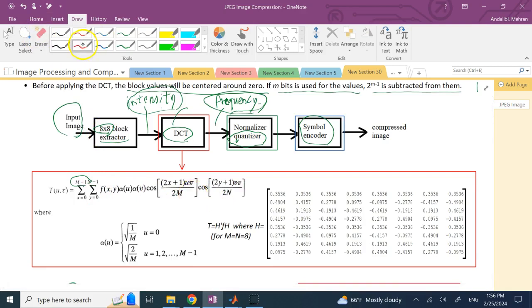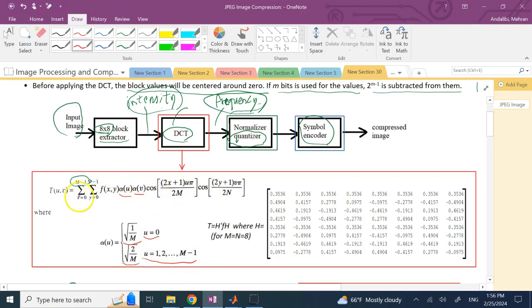Okay, and this constant alpha that you use for the v and u direction is either 1 over square root of m or square root of 2 over m. This is for u of 0. These are for u of 1 all the way to 7 in this case, because m, as I said, is 8. So this is the formula.